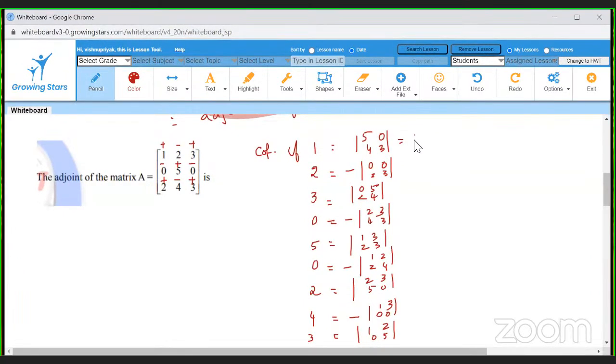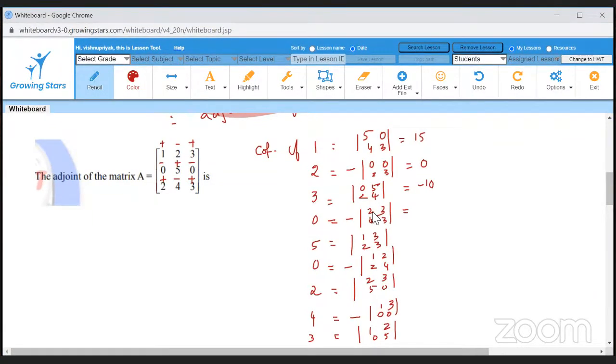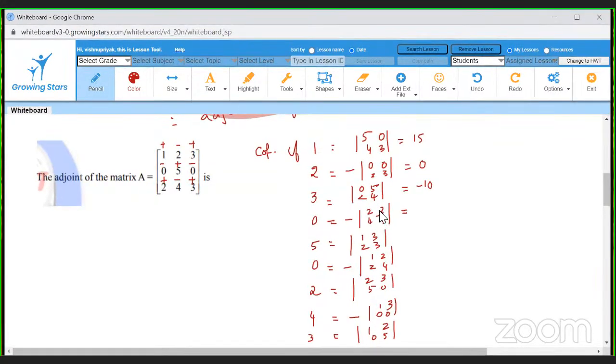So the answer here will be 15. Here 0. Here minus 10. Here 6 minus 12 minus 6, which will become plus 6. 3 minus 6 minus 3. 4 minus 4, 0. Minus 15, 0, 5.